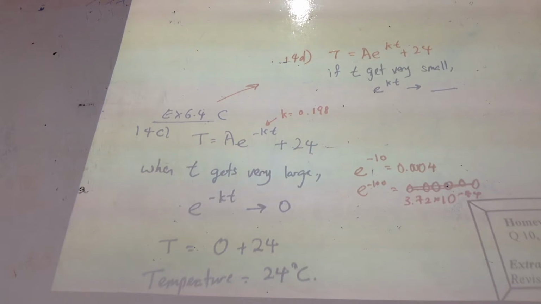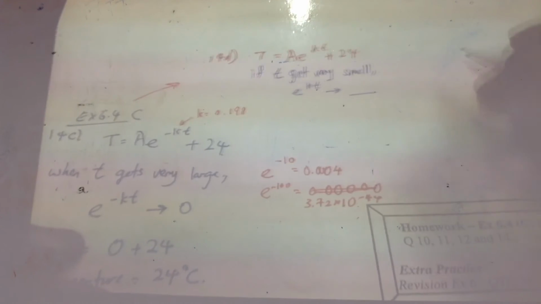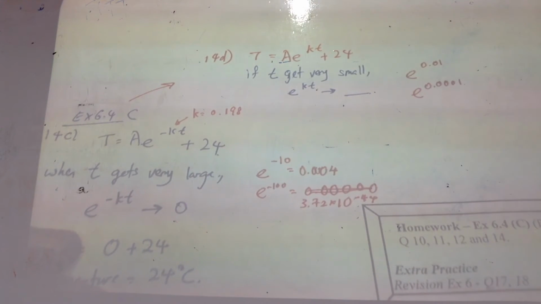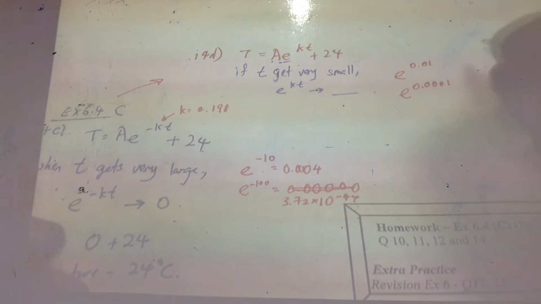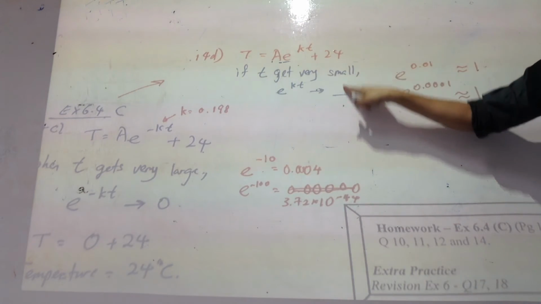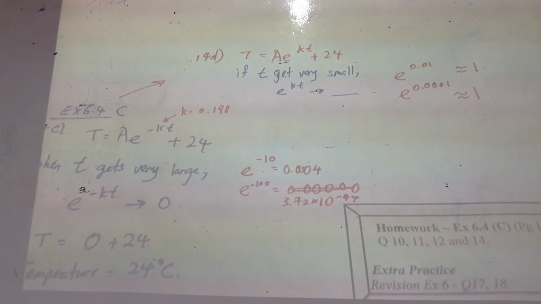So what you want to try is pressing e to the power of 0.01, 0.001. It's still 1. Do you get that? Do you see that? You press the calculator, e to the power of 0.00. Do you get 1? So you get 1, right? So since you get 1, then this approaches 1.